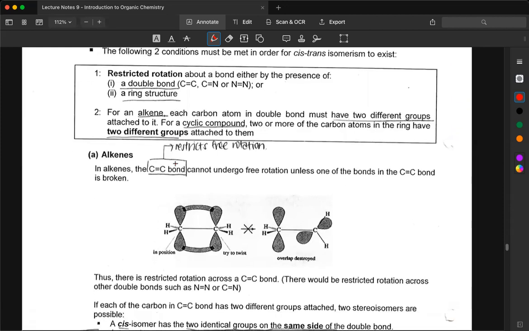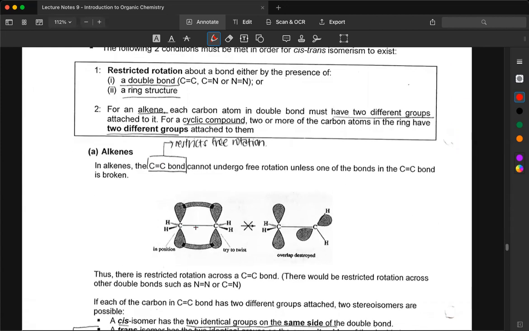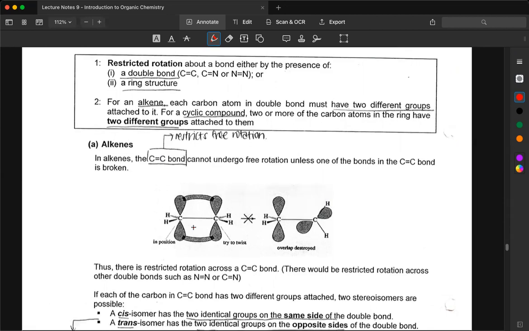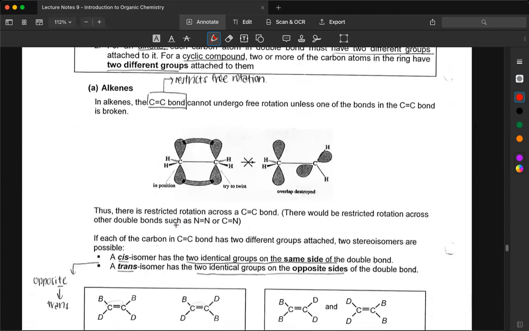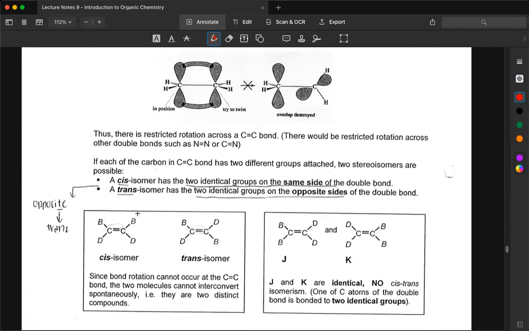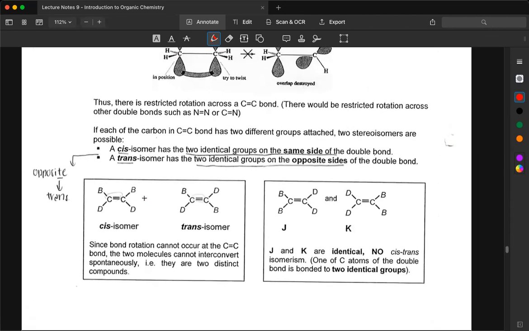So for the alkene, the C=C double bond cannot undergo free rotation unless one of the bonds is broken. So the C=C double bond will restrict rotation, and therefore we have this. If each of the carbons in the C=C bond has two different groups attached, two stereoisomers are possible. One, we could have a cis isomer where two identical groups are on the same side of the double bond. We have the trans isomer where two identical groups are on the opposite side.